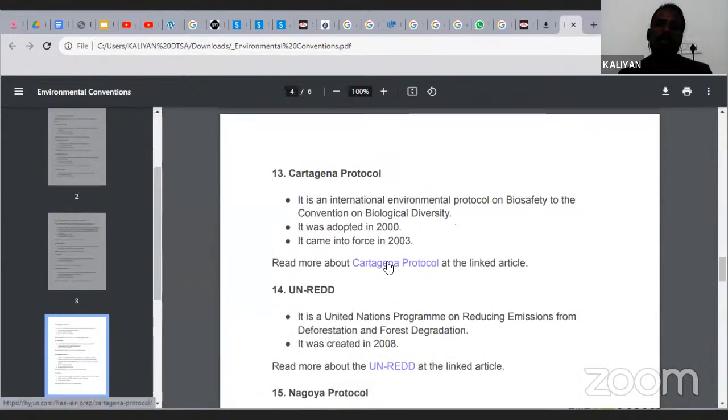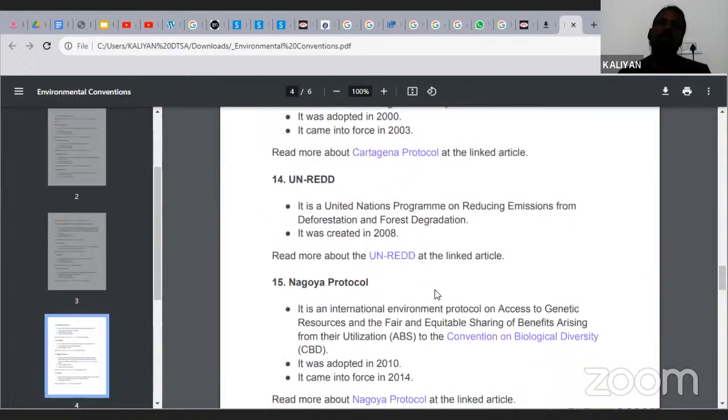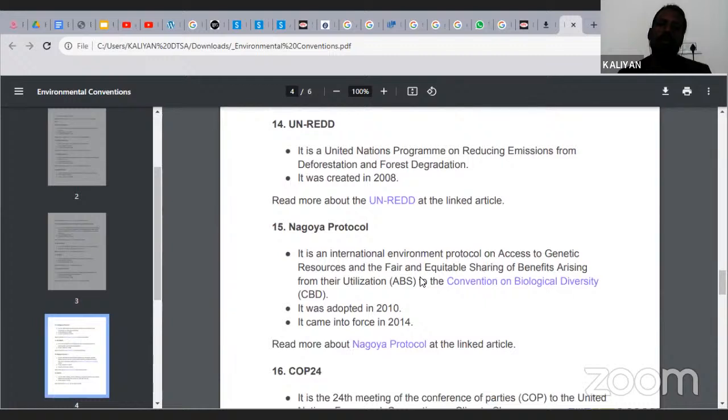And the Cartagena Protocol is a protocol to the Convention on Biological Diversity, adopted in 2000. It came into force in 2003. UN-REDD is a program on reducing emissions from deforestation and forest degradation, created in 2008. The Nagoya Protocol is an international environmental protocol on access to genetic resources and the fair and equitable sharing of the benefits arising from their utilization. Convention on Biological Diversity, Nagoya Protocol in 2010.